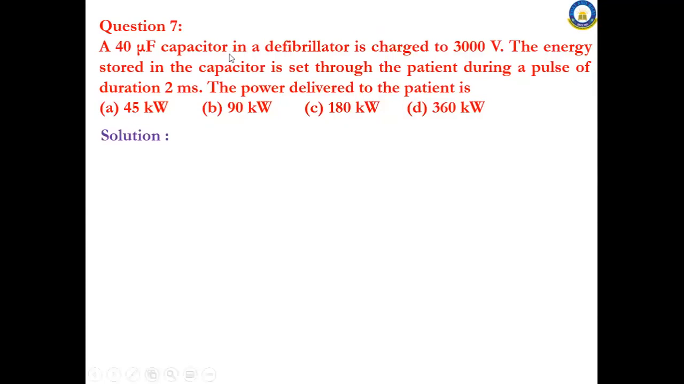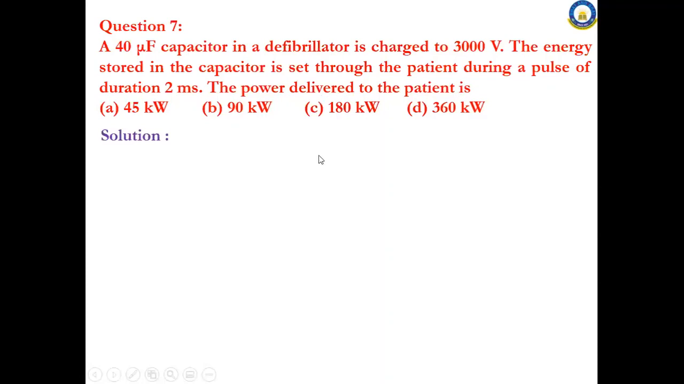the defibrillator means it is a device used to control the heartbeat of the patients. Here the capacitor is charged to this voltage. Then the energy stored in the capacitor is used to do work on the patient to control his pulse for a duration of 2 milliseconds. Okay, so now what is the power delivered to the patient?